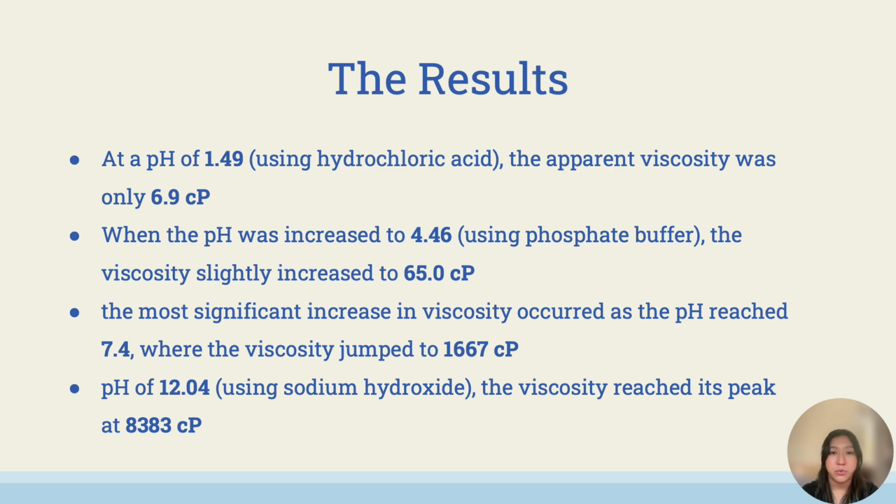As the pH increased to 4.46 using a phosphate buffer, the viscosity slightly rose to 65.0 cp. Although still acidic, this increase suggests some ionization of the carboxyl groups, allowing for more polymer expansion and interaction.